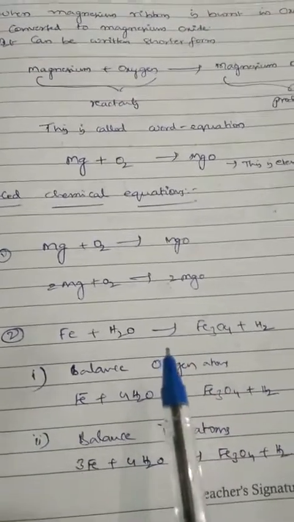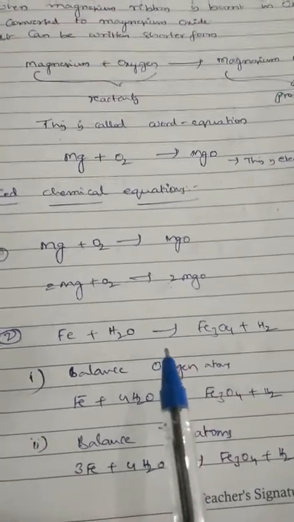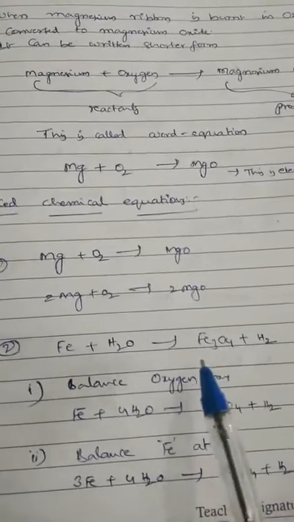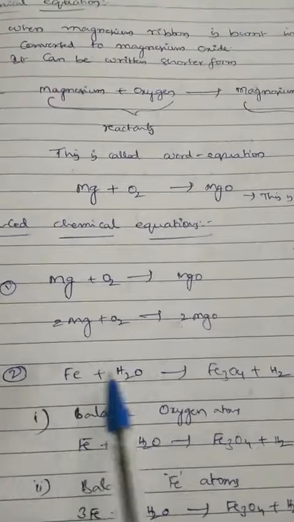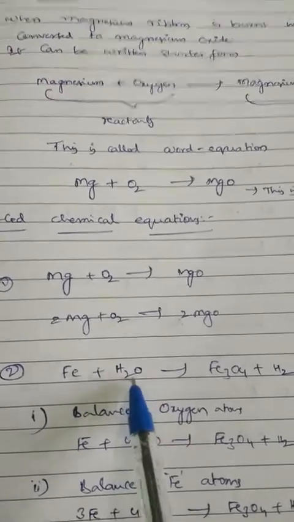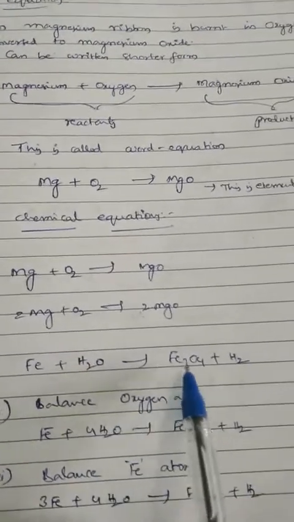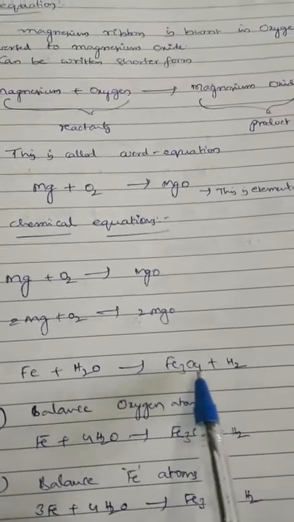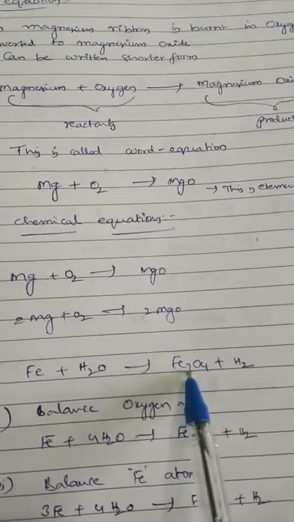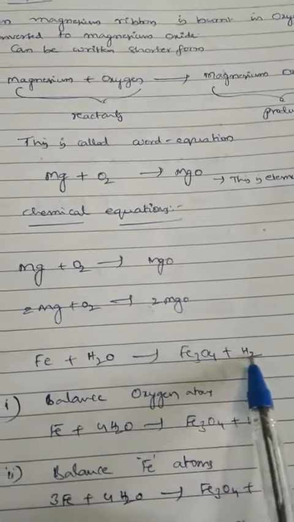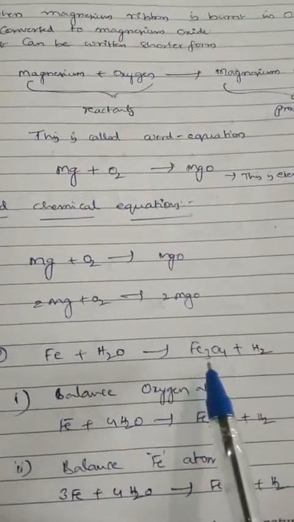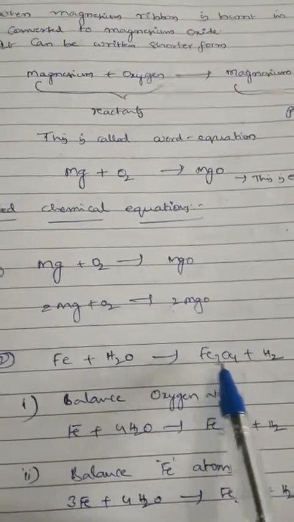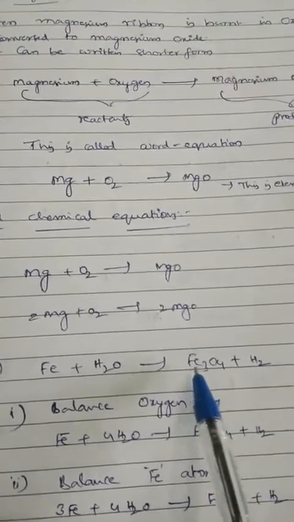In order to balance the equation, first we should consider the substance which contains the most atoms. For example, this substance contains only 1 iron. This substance contains 3 atoms, 2 hydrogen plus 1 oxygen. This substance contains 3 iron plus 4 oxygen, a total of 7 atoms. This substance contains only 2 atoms. So in order to balance the equation, first we should consider the substance containing the maximum number of atoms. That means first we should consider Fe3O4.